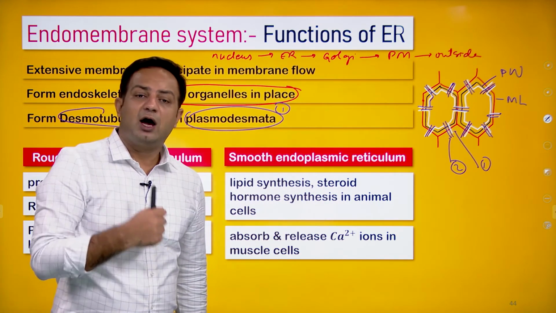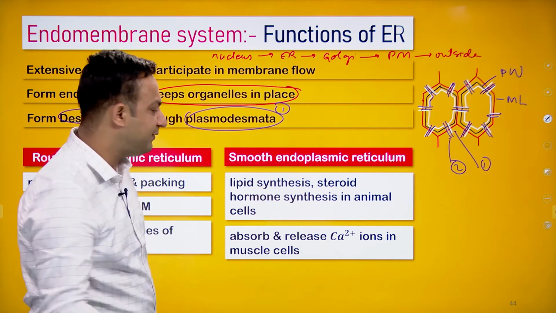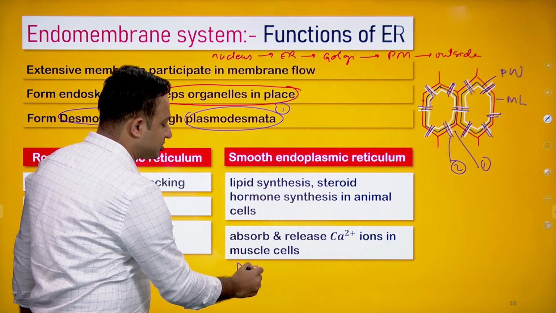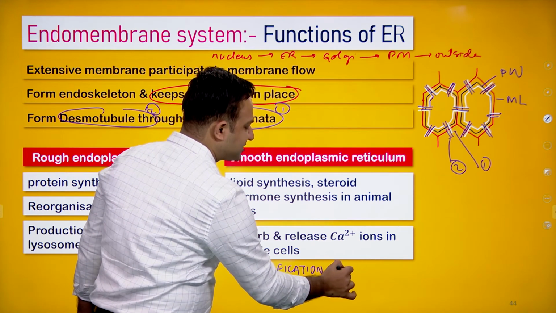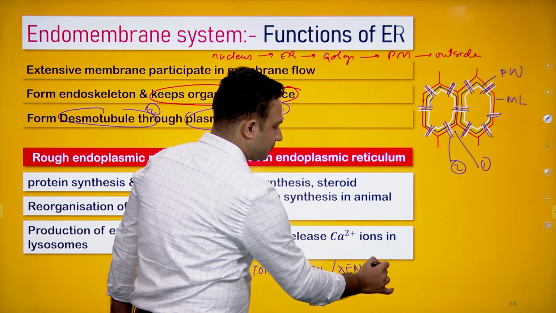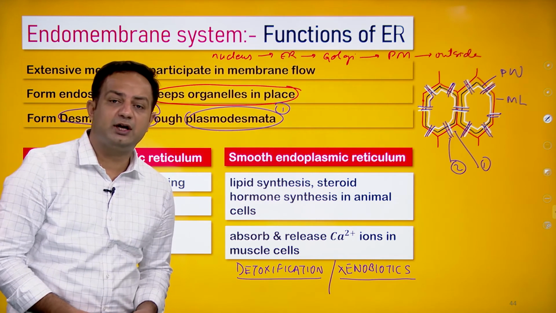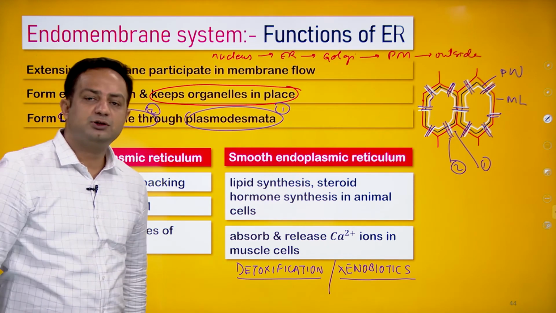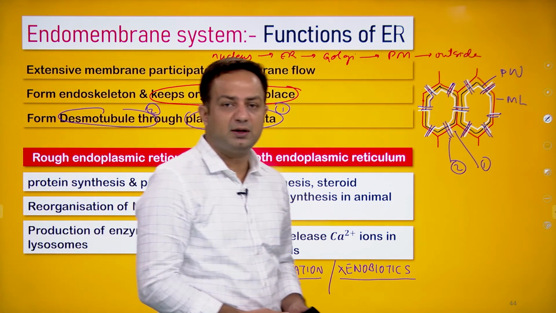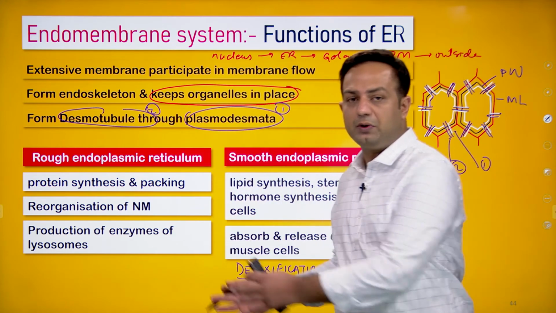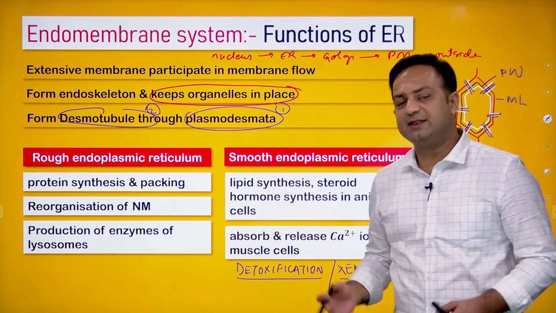Other functions include absorption and release of calcium ions in the muscle cell, and not at all leaving that one, detoxification of xenobiotics. So this is how we can mention the things. That's a simple one. This is how we can cover the endomembrane system, the endoplasmic reticulum. Here we are going to conclude. We have studied the origin, the functions, the types and the structure.